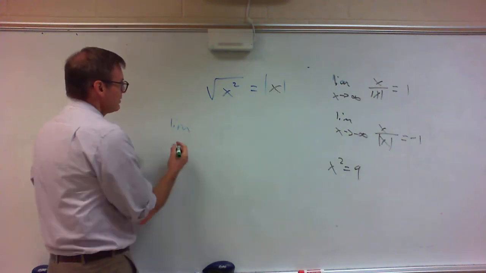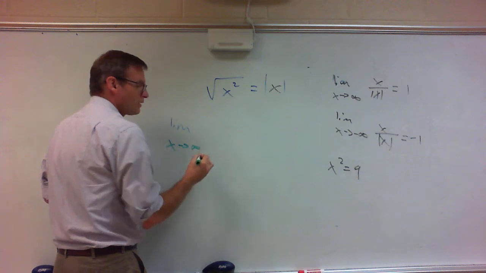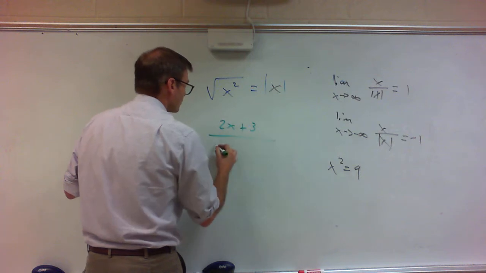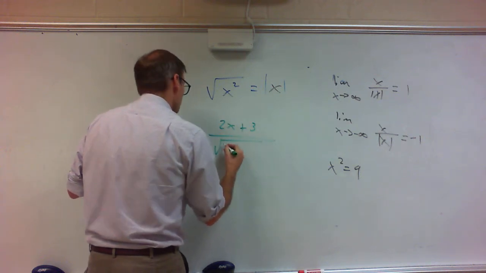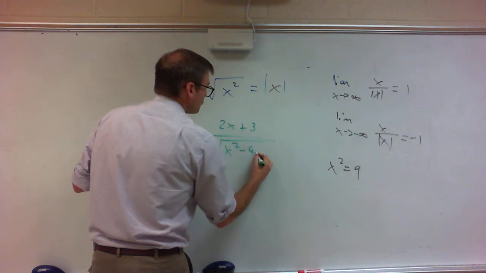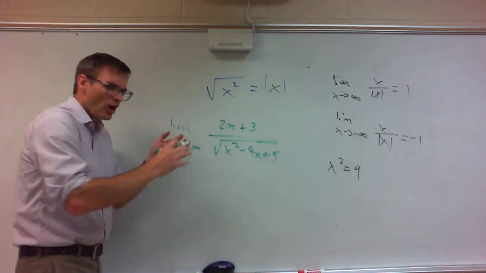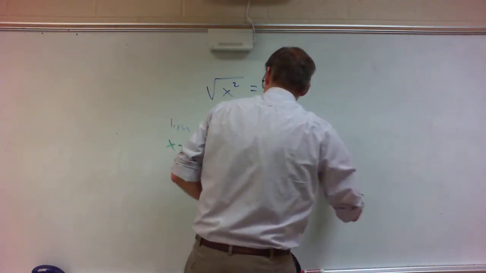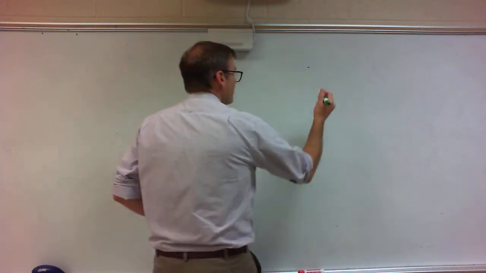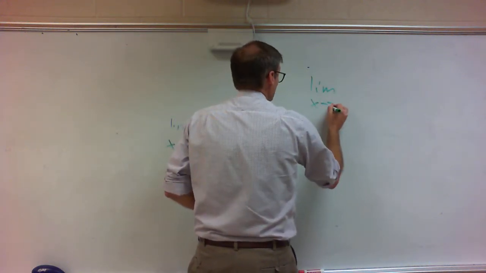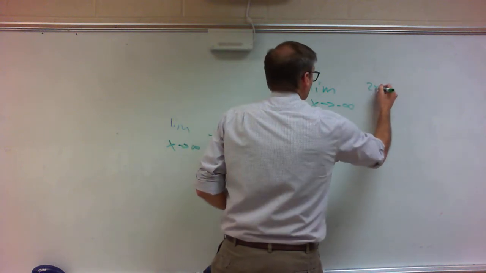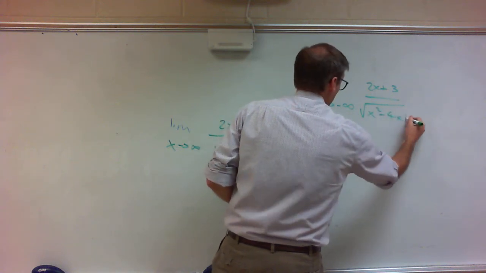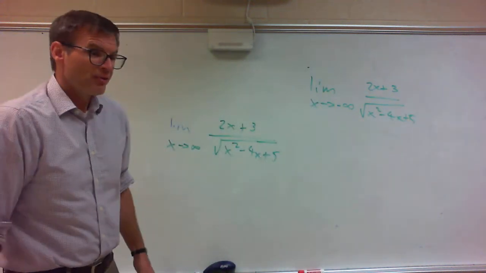So if I want to do the limit as x goes to infinity, and I'll do an easier problem, let's say I have 2x plus 3 over the square root of x squared minus 4x plus 5. Let's talk about this problem. If I'm going to talk about this problem, I need to talk about its sibling, which is the limit as x goes to negative infinity of 2x plus 3 over the square root of x squared minus 4x plus 5. All right, so what do I have?